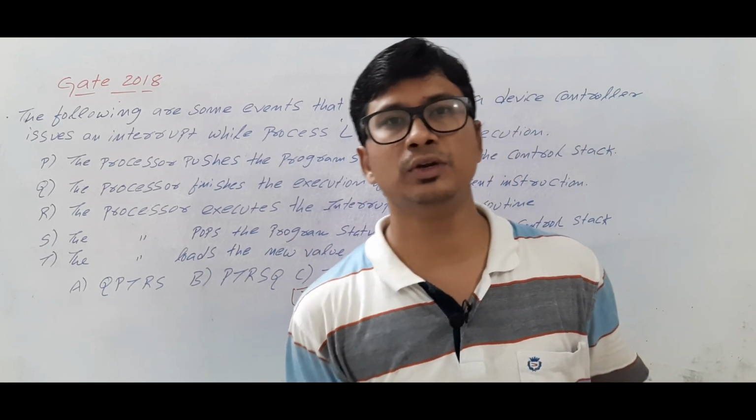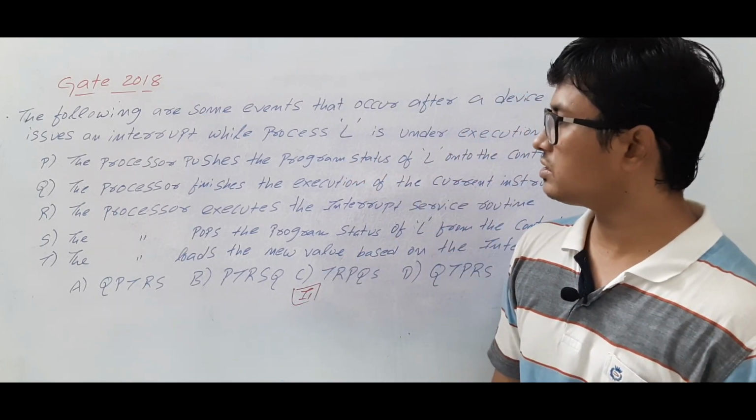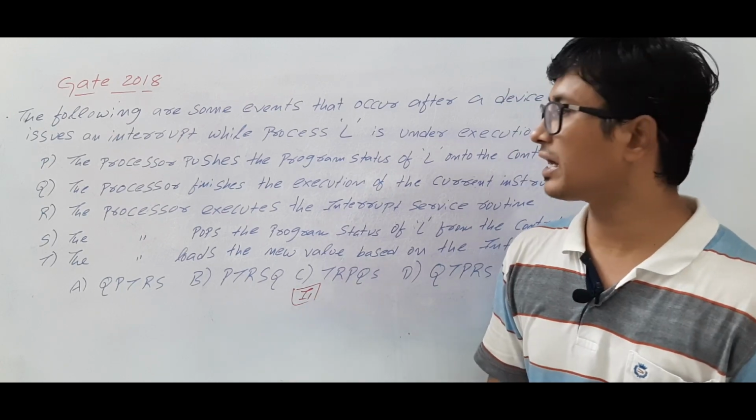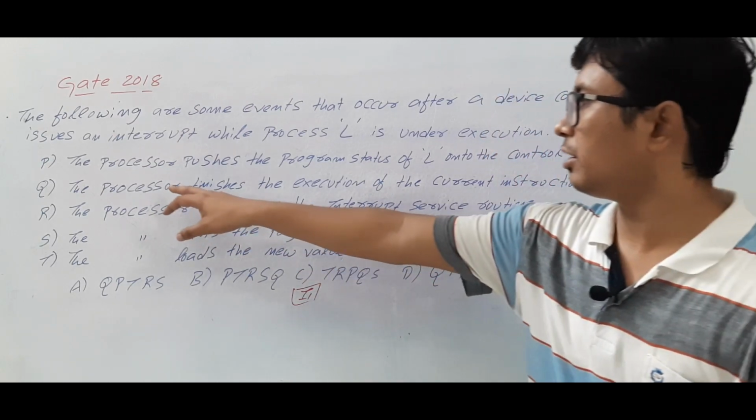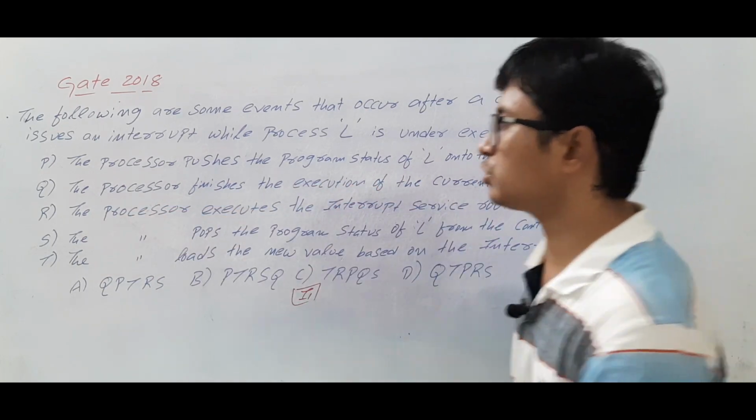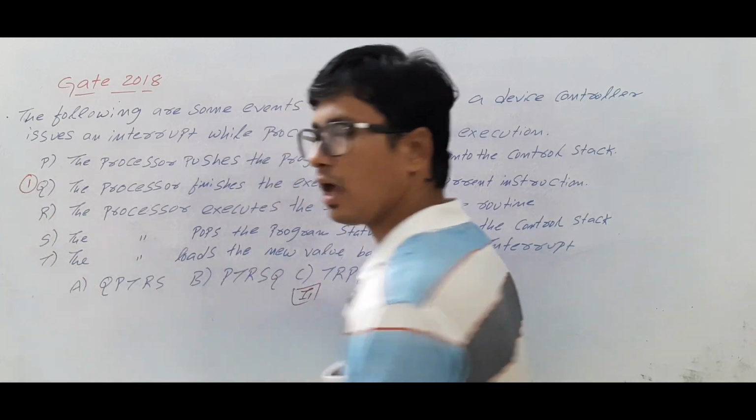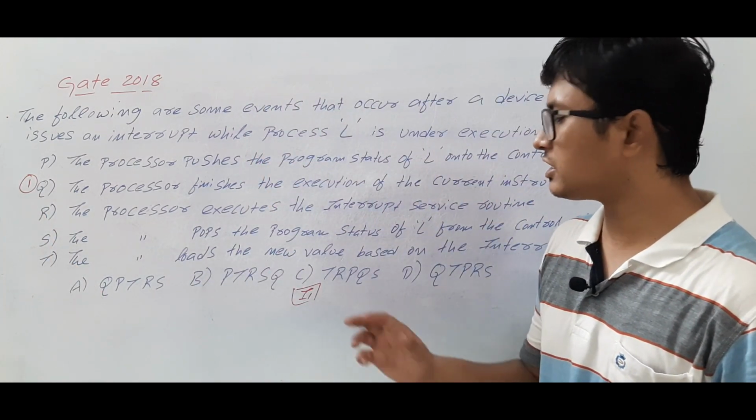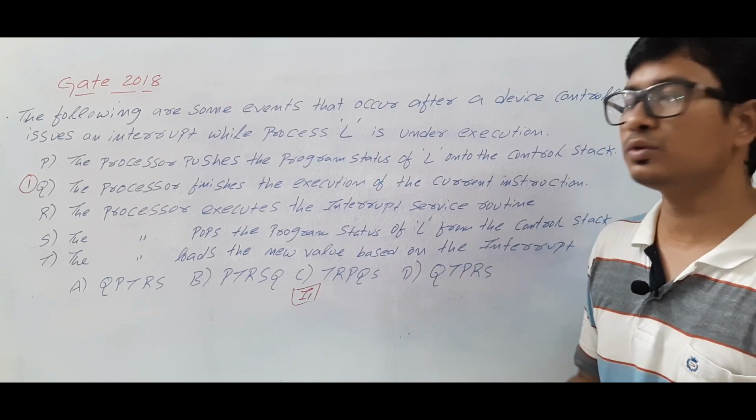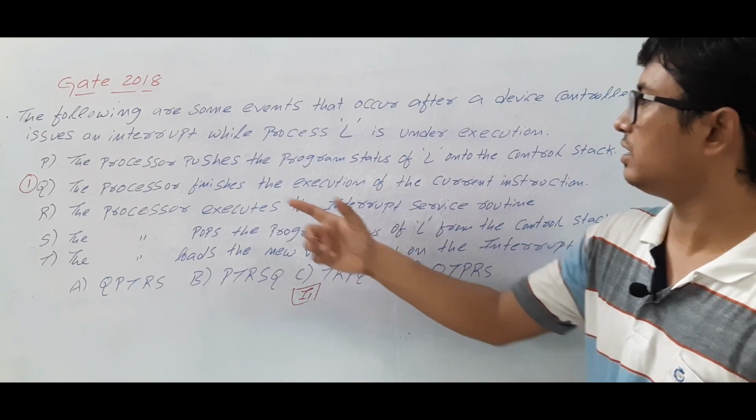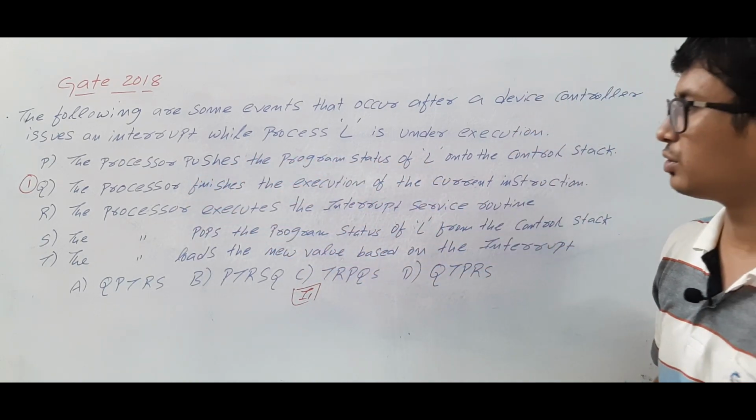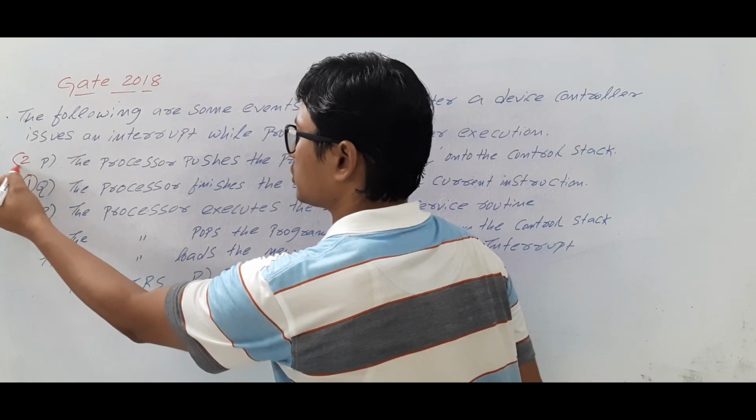Is it clear? Are you able to understand? Now we will see. What is the first thing we have to do? We have to execute the current instruction. The processor finishes the execution of the current instruction, so the first step should be Q. Am I right or wrong? Then the next step is what? It should store the program status word into the stack. The processor pushes the program status of L into the control stack. Yes, this is the second step it should do.